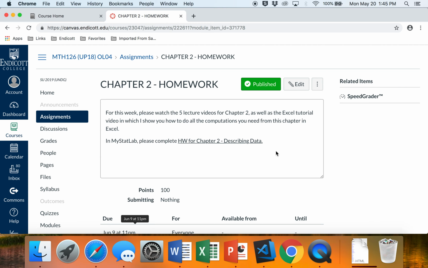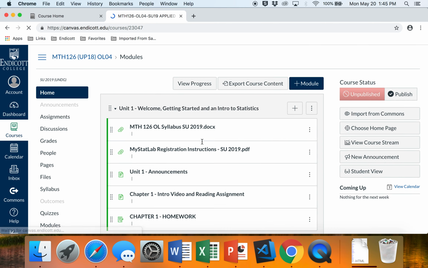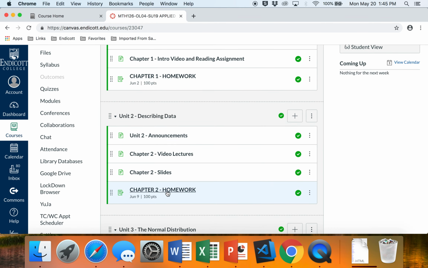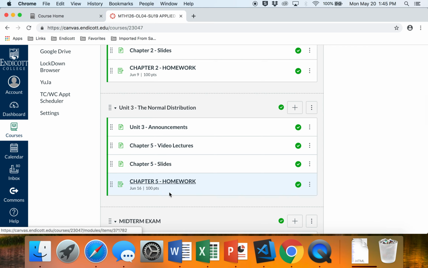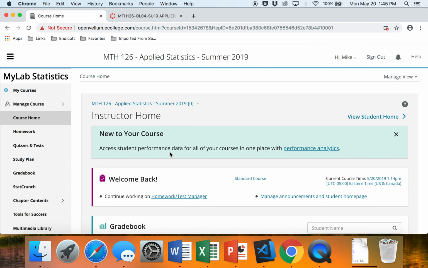Instead, you're going to be completing it in MyStatLab. So there really isn't anything for you to do here exactly, but I just put them in here to be placeholders for your grade, and also so that when you think about it, you say, okay, I'm going to do the videos. If you want to look at the slides, you can, and then I'm going to be ready for the homework. So, where you will complete the homework is over here in MyStatLab.